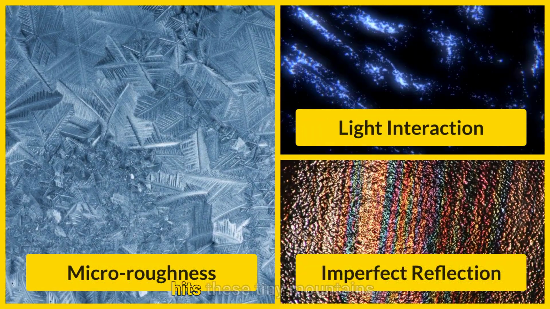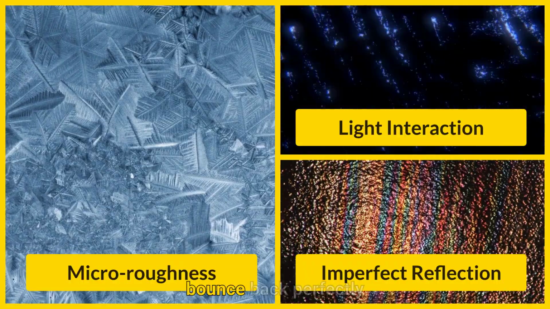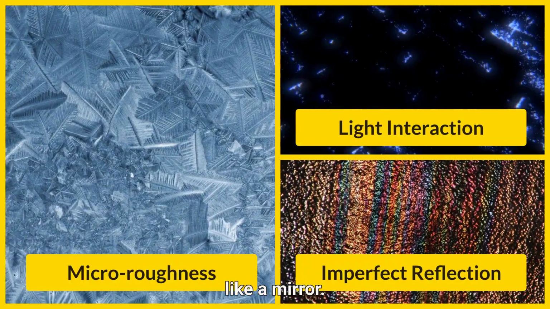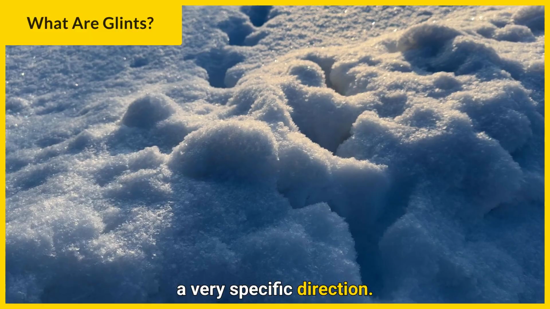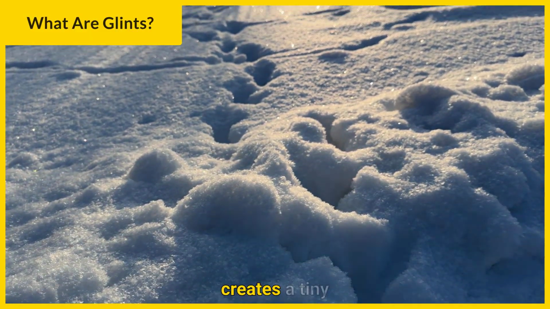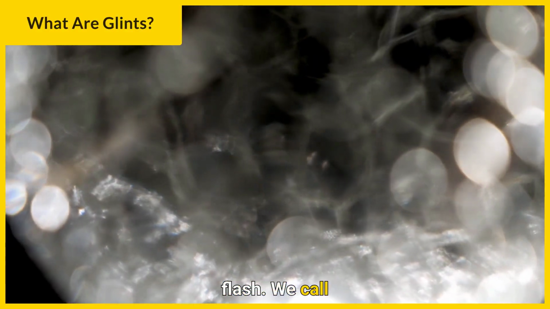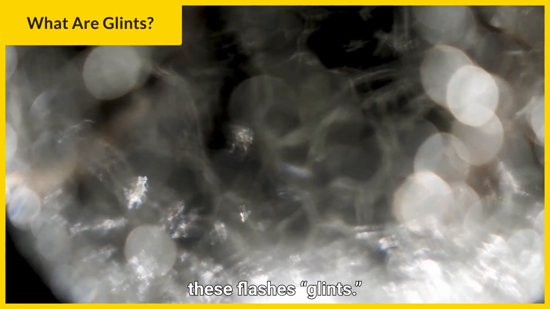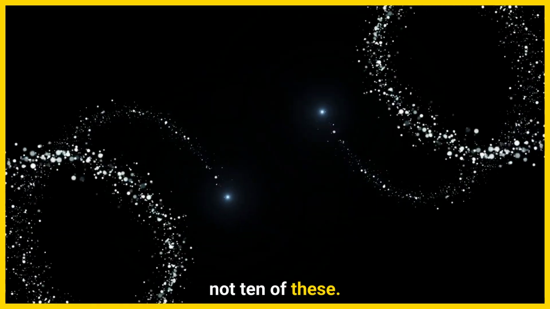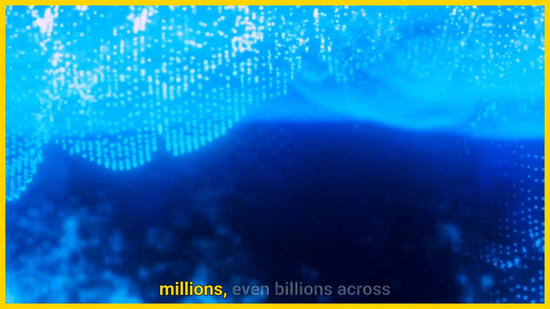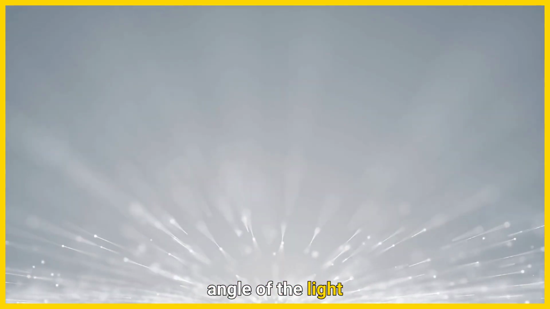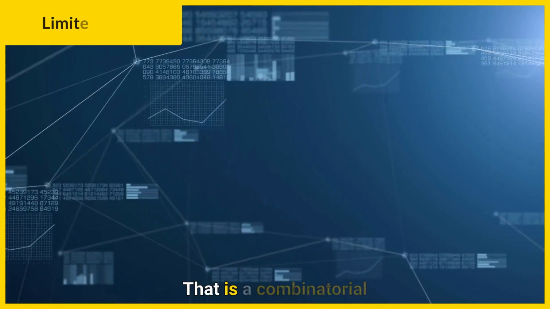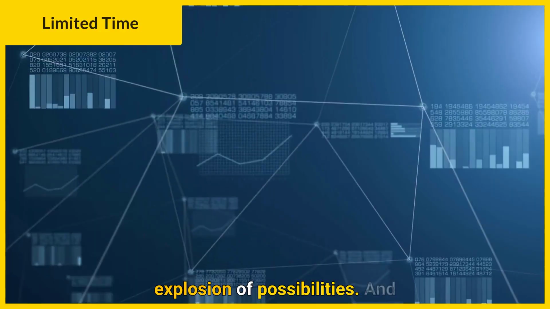When a beam of light hits these tiny mountains, it does not bounce back perfectly like a mirror. It hits a jagged microfacet and reflects in a very specific direction. Each one of those aligned reflections creates a tiny flash. We call these flashes glints. Now imagine there are not 10 of these, not 1,000, but millions, even billions across a surface. Each one capable of producing a sparkle depending on the angle of the light and the viewer. That is a combinatorial explosion of possibilities.